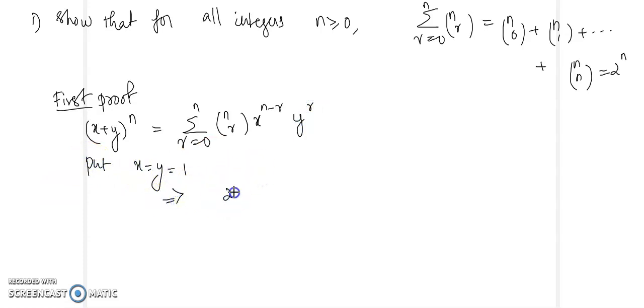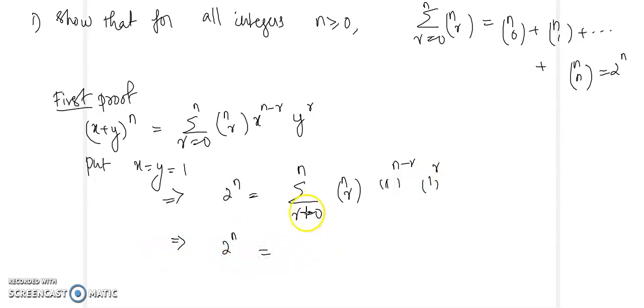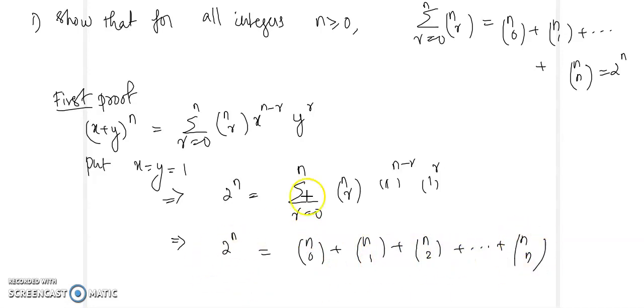So that gives 2 raised to n is equal to summation r equal to 0 to n NCR. So 1 raised to n minus r and 1 raised to r, both are equal to 1. So you're going to get 2 raised to n equal to NC0 plus NC1 plus NC2 plus etc. NCN. Now let us look at the second proof.